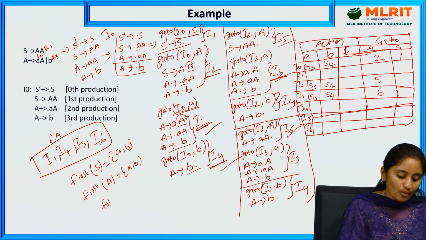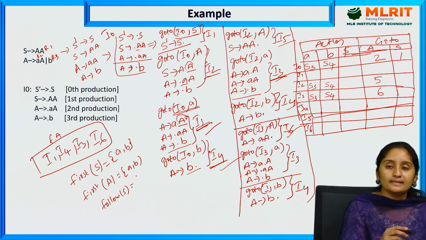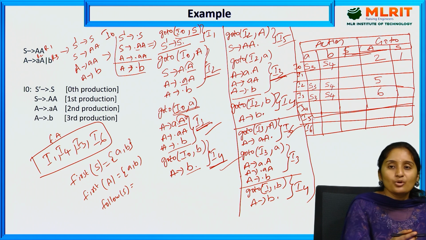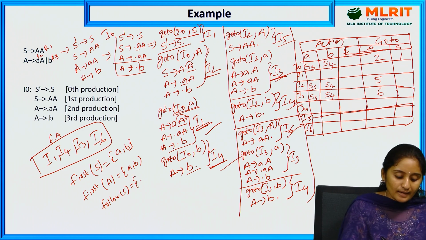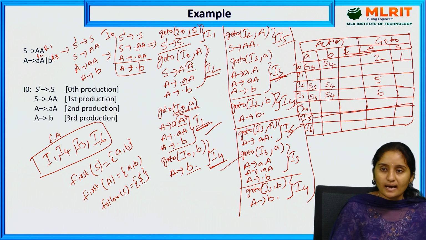Next, follow of S. As S is my start symbol and there is no production available with S on the right side, we are just writing a dollar, as it is my start symbol.